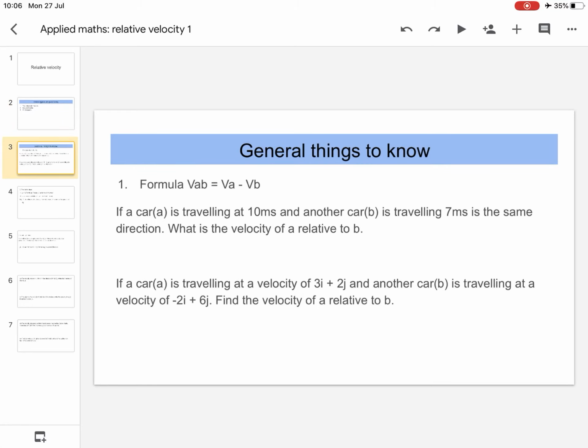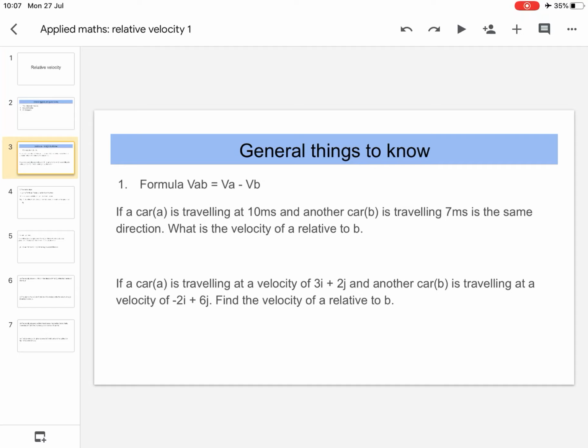If we take a look at a couple of general things we need to know before we even start any of these questions, the first thing is this is all based off the formula VAB equals VA minus VB. So our formula is the velocity of A relative to B equals the velocity of A minus the velocity of B. So let's take a look at this question for a second, and it'll make a little bit more sense.